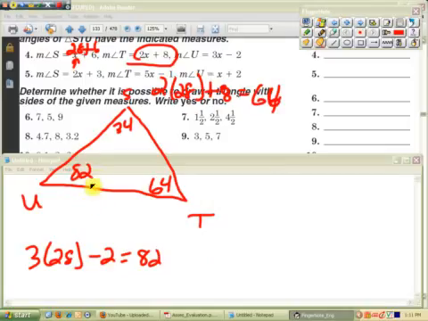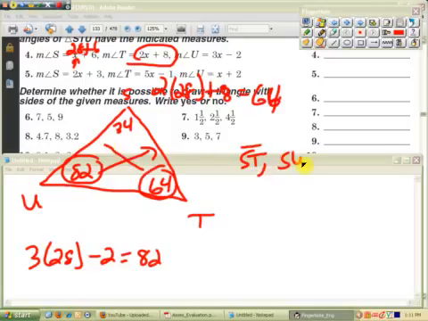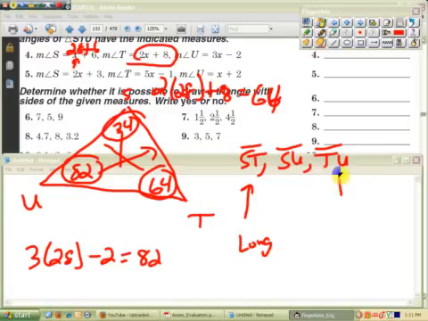They want the longest side in this triangle. So you look across the largest angle. ST is your longest side. Then it's going to be SU. And then it's going to be UT or TU. Longest side here. Longest. And shortest. Okay?